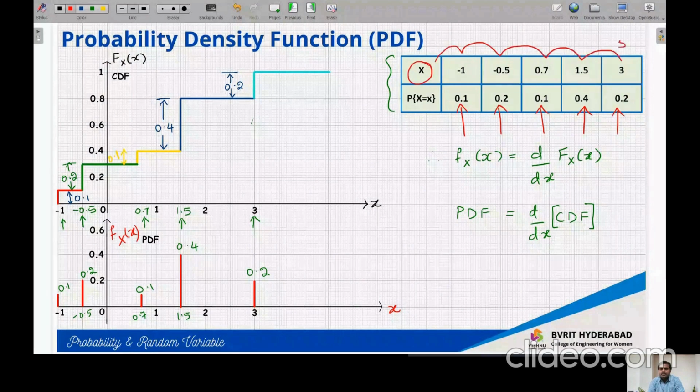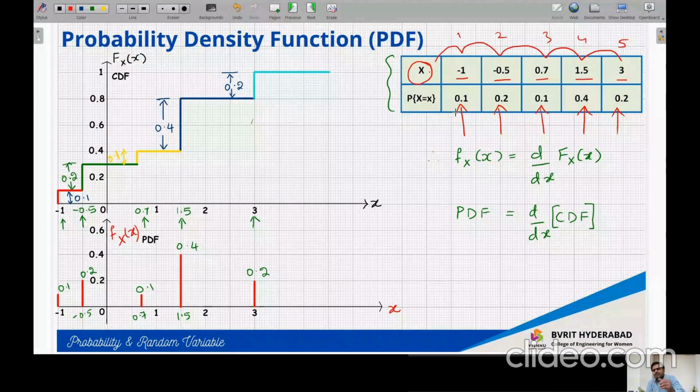How many values does this random variable take? 1, 2, 3, 4, and 5, right? Totally 5 values this random variable can take. And what are those values? -1, -0.5, 0.7, 1.5, and 3. These are the only 5 values a random variable can take.